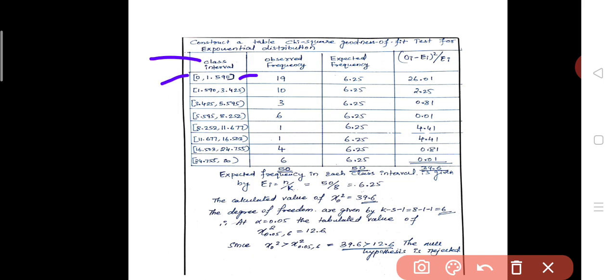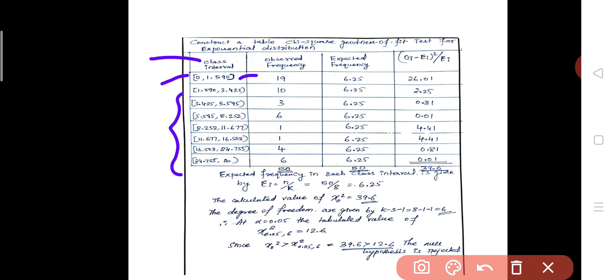Suppose the data contains 1.590; then it should not be considered in the first interval. The square bracket is the starting point and the parenthesis is the ending point. So you consider data between 0 and 1.590 except 1.590, and all these are the different class intervals.